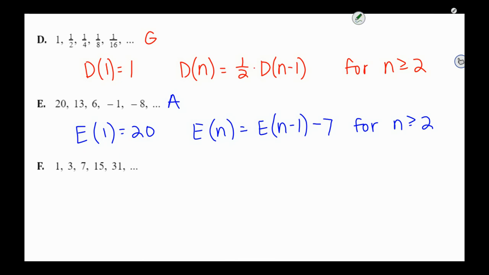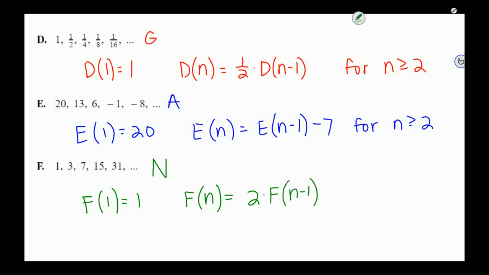Okay, part F was my favorite because it was a neither. Should look familiar, because this is our tower sequence the other day, right? Those are hard too. Start with 1. To get any new term, what do you do? Yep, multiply the previous one by 2. So 2 times F of n minus 1. And then add 1.